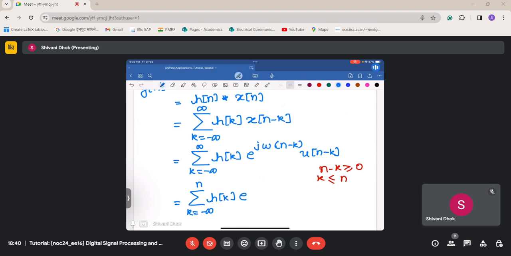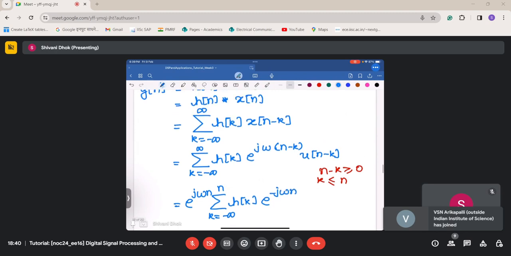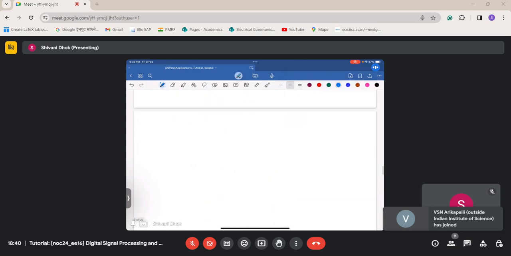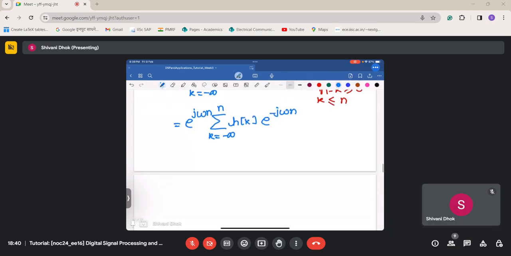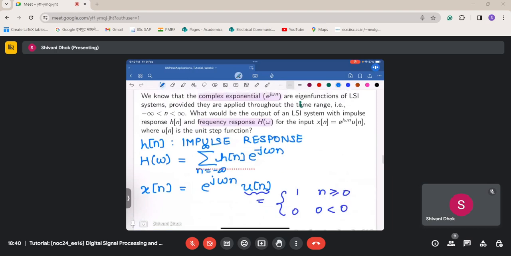So in this particular thing, this e power j omega n is independent of k, so I can just take it outside, into e power minus j omega n. Okay, so this we are having. Now what we need to do is write this output in terms of frequency response.